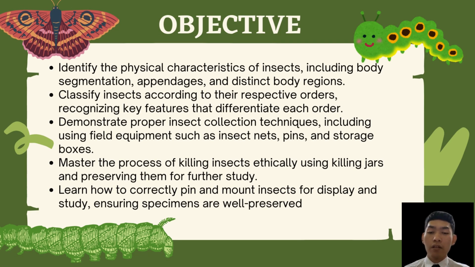So for the objectives, there are a few objectives for this laboratory. The first one is to identify the physical characteristics of insects, including body segmentation, appendages, and distinct body regions. The second one is to classify insects according to their respective order, recognizing key features that differentiate each order. The third one is to demonstrate proper insect collection technique, including using field equipment such as insect nets, pins, and storage box.